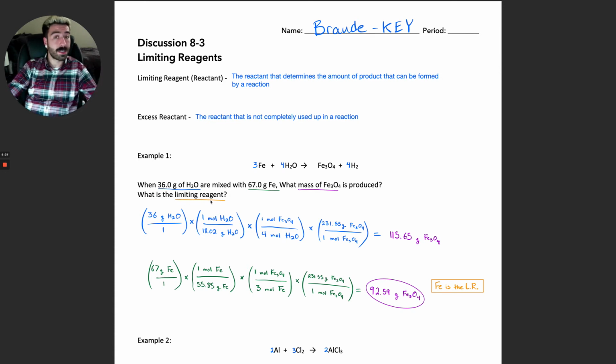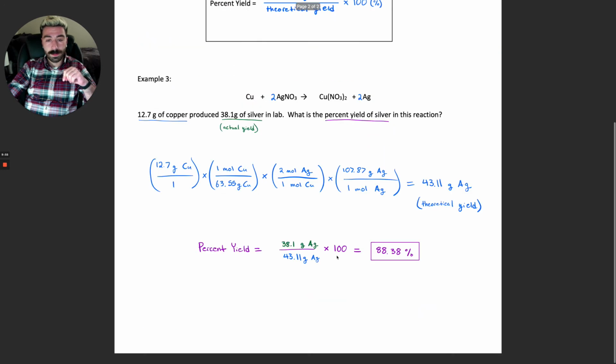And that's every step. It seems involved, but there's really not much to it. I figure out what I'm trying to get. I see what I start with, and I see what I can get based on this, and what I can get based on this. Whichever one makes the least is the amount I can make, and then that reactant is the limiting reactant. Let's try another example.